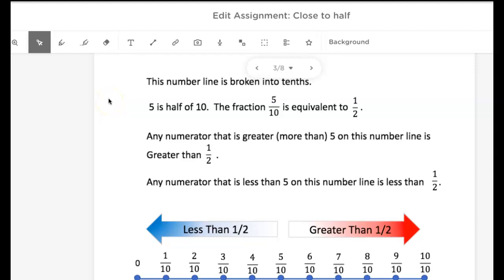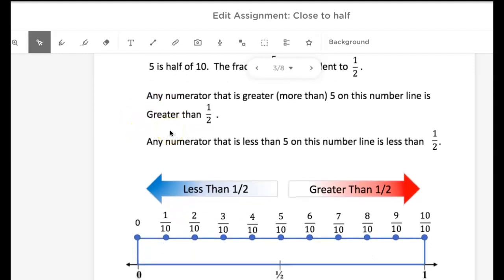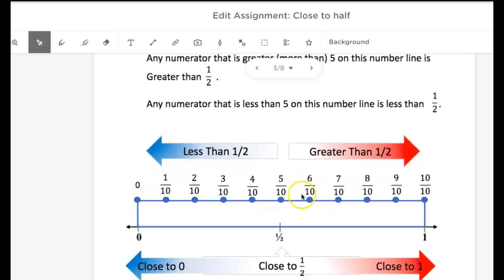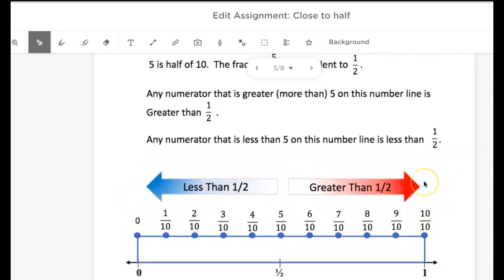Okay, so we are going to look at these fractions and we're going to talk about what makes it half, close to half, or close to zero. So if you look at this number line, it is broken up into tenths. This is all going on between 0 and 1. Between 0 and 1, I have plotted 10 fractions, 1/10 to 10/10. Remember, 10 over 10 equals 1. It's a whole. So this is all of our tenths right here.